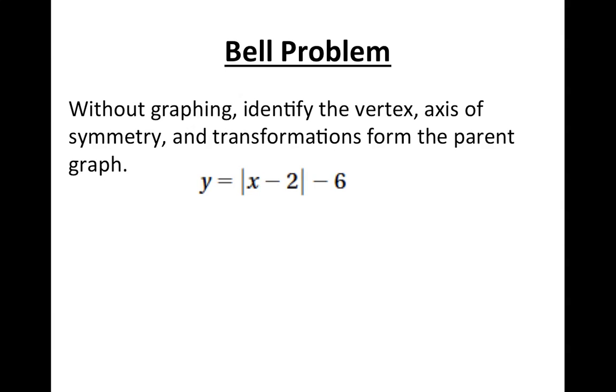Our axis of symmetry is the same as the x value of your vertex. So we have x equals 2. And the transformations we have done, we have moved our vertex to the right 2 and down 6. We have no vertical stretch or compression or reflection.